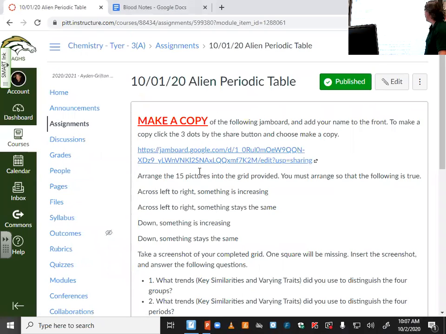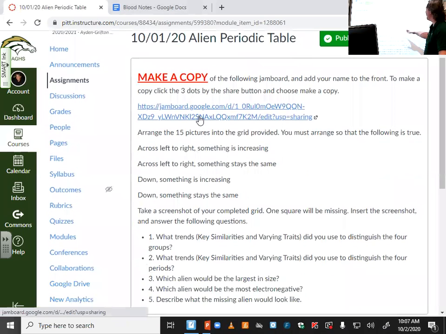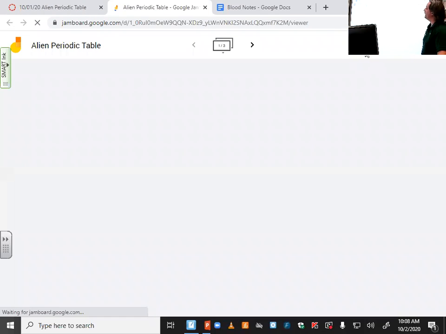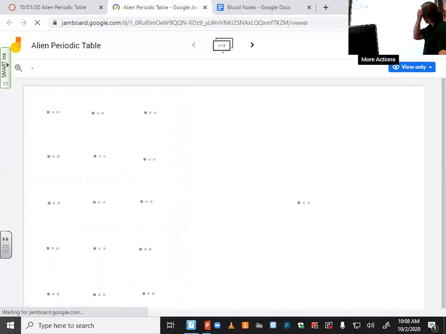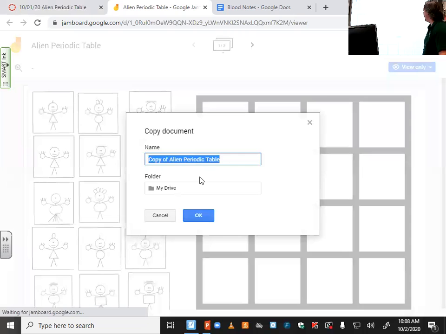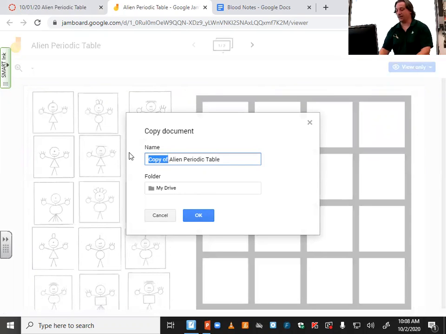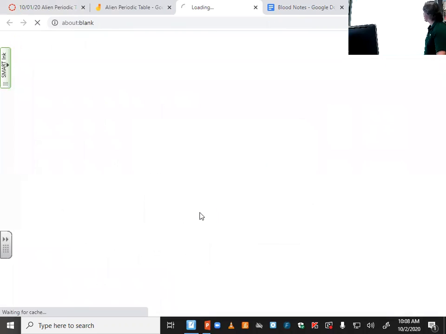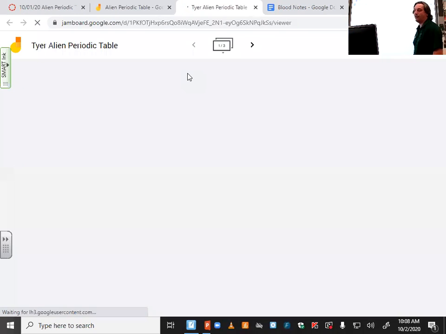Click on that. Then you're going to click on this, make a copy of it, and change the name to your name. So click on it right here on the 3 dots. After it loads, click there, make a copy, and it will say copy of alien periodic table. Just change it to your name. I'm going to change it to mine. And then once it loads, you'll be able to move stuff around and then share it with me when you're done.